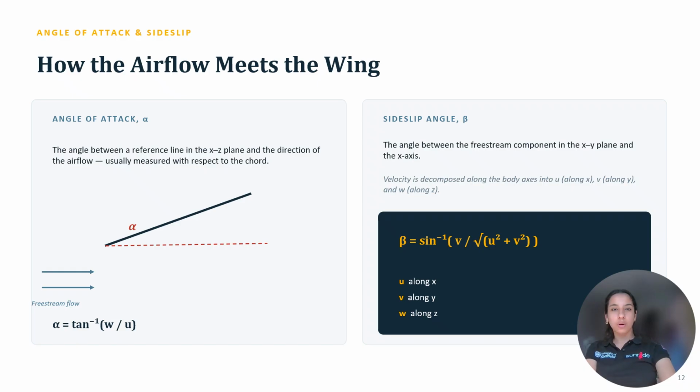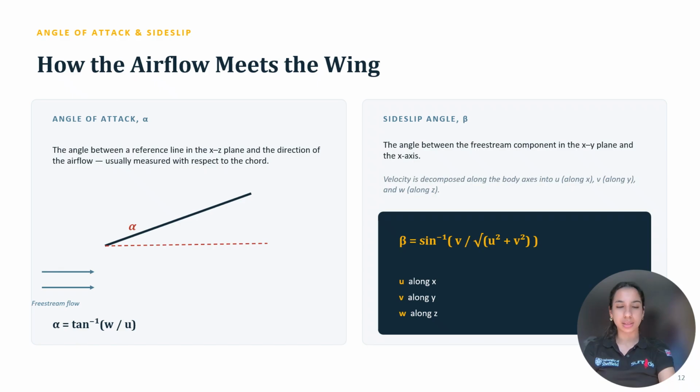Now, how airflow meets the wing is very important. I've made a video about lift and drag, but I didn't get very deep into it because I wanted to keep it different. So we are going to talk about the angle of attack. We have talked about it before, and if you don't know what it is, it's the angle between the airfoil and the flow stream.